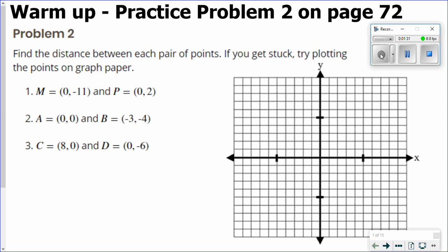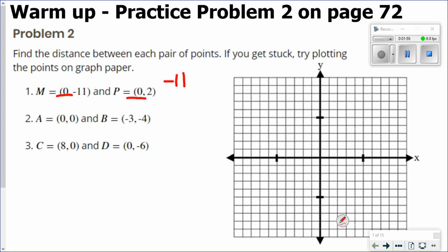So if we take a look at example 1, when M is at 0, negative 11 and P is at 0, 2, for this particular one, I notice that my x values are the same, so I don't have to go ahead and graph it. I can just find the difference between my y values. So I'm going to go ahead and do that.